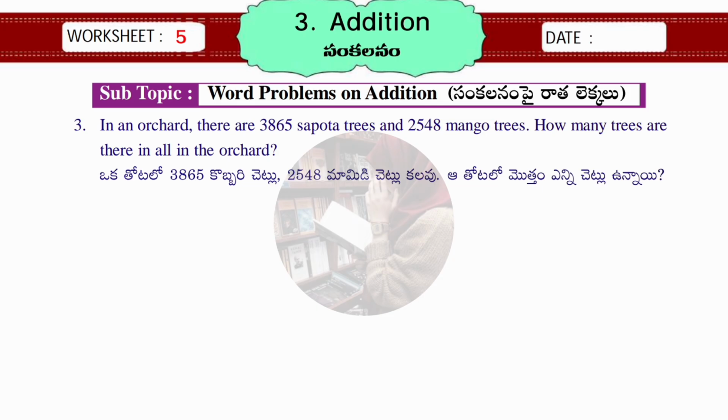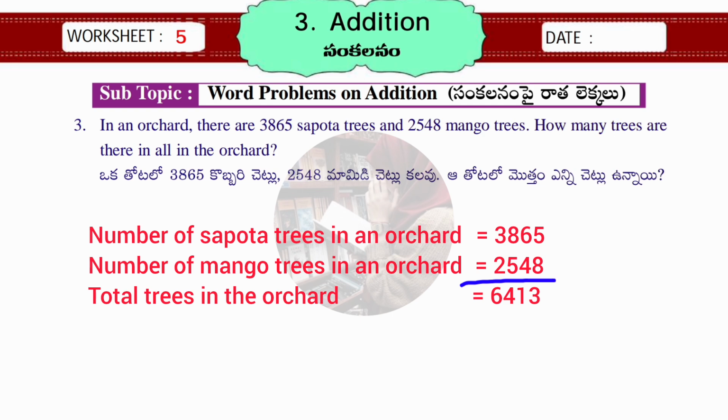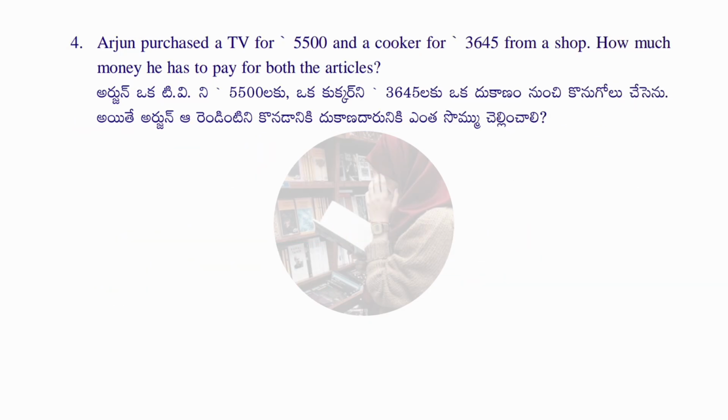Okay, which is, in an orchard there are 3,865 sapota trees and 2,548 mango trees. How many trees are there in the orchard? Okay, so write down the answer. Number of sapota trees in an orchard is 3,865. Then number of mango trees in an orchard is 2,548. You have to add both, then only you will get the total number of trees in an orchard. So total trees in an orchard is 6,413. Okay, how many trees were there? 6,413.